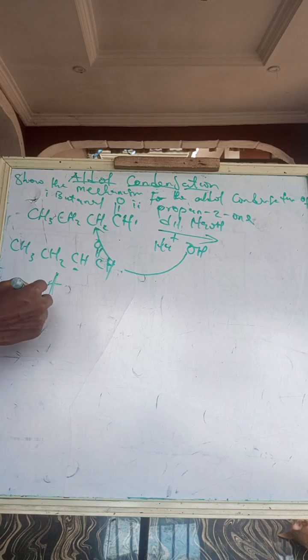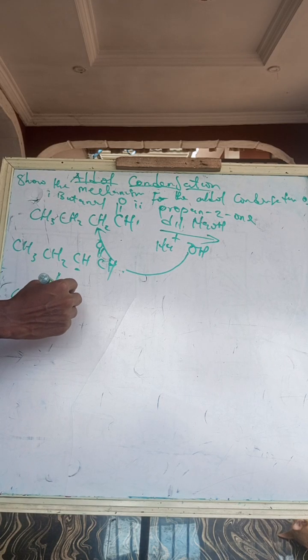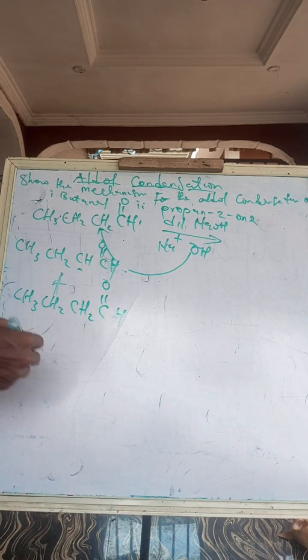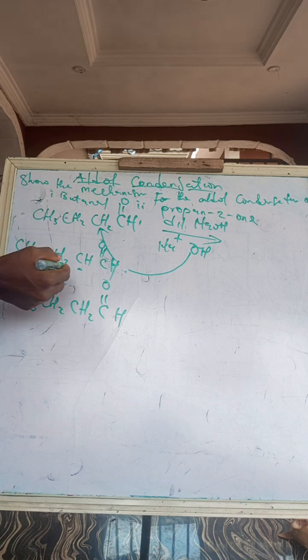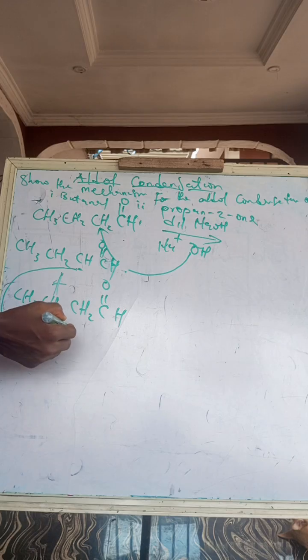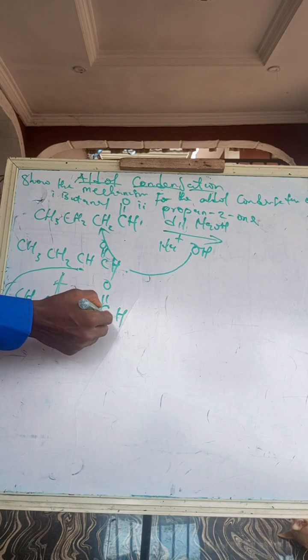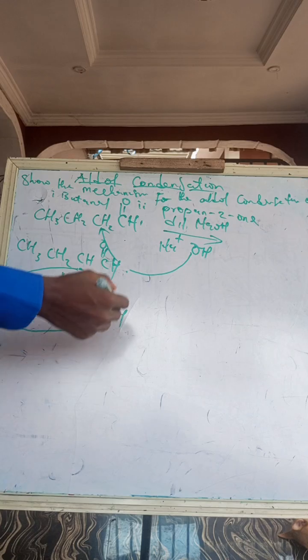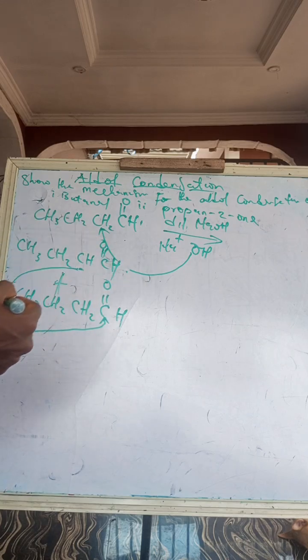Introducing the same reactant, our butanal again, we have CH3, CH2, CHO. You can see we introduce the same reactant into the equation. So the next thing is that our enolate will attack the carbonyl carbon. We can see our enolate successfully attacking the carbonyl carbon, leading to the formation of this.